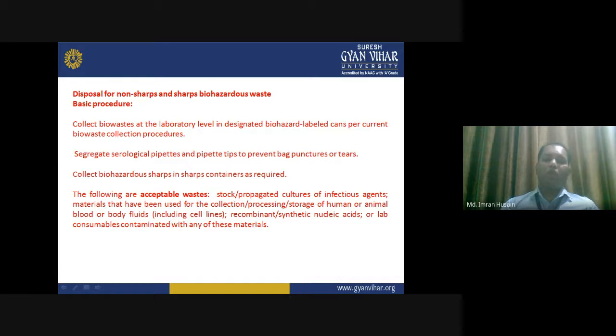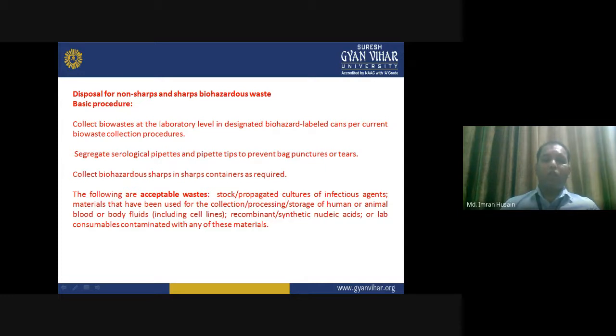So, disposal of non-sharp and sharp biohazardous waste. What is the basic procedure? Collect bio-waste at the laboratory level in designated biohazardous labeled cans per current bio-waste collection procedures. Segregate serological packets and pipette tips to prevent bag puncture or tears. Collect biohazardous sharps in sharps containers as required.